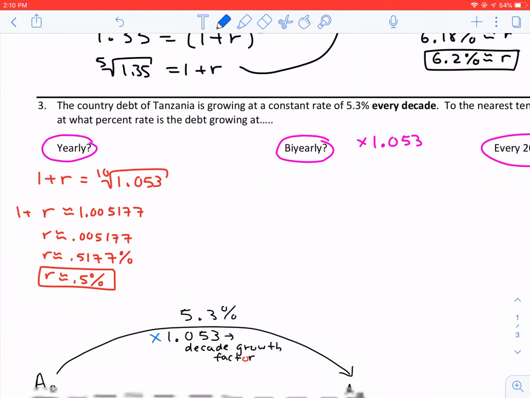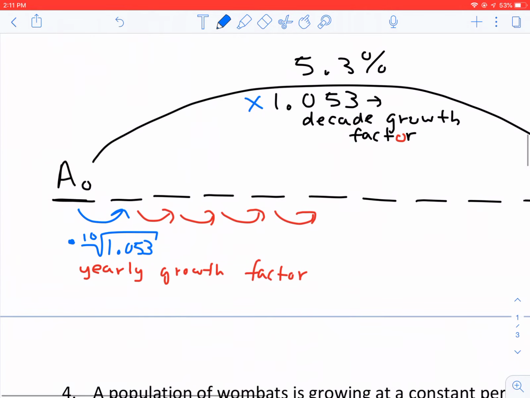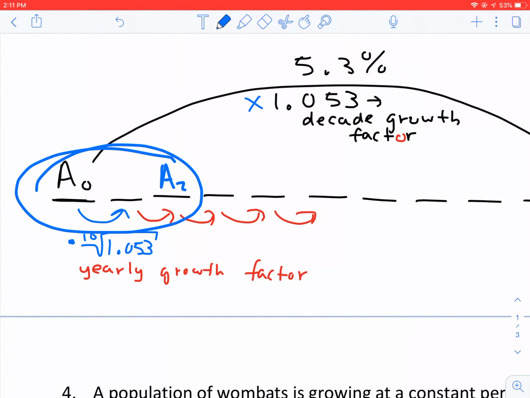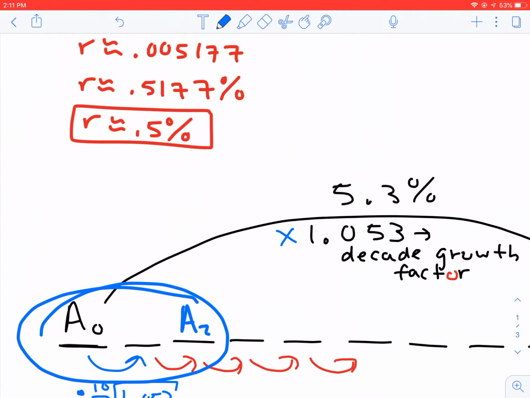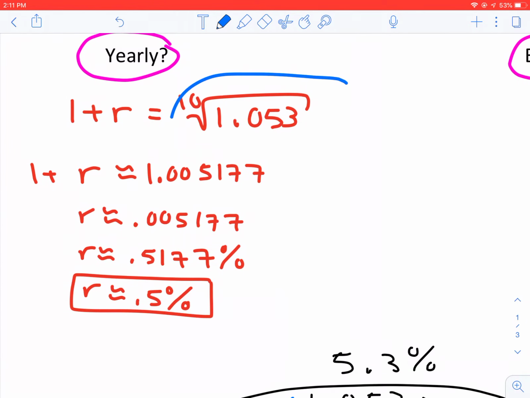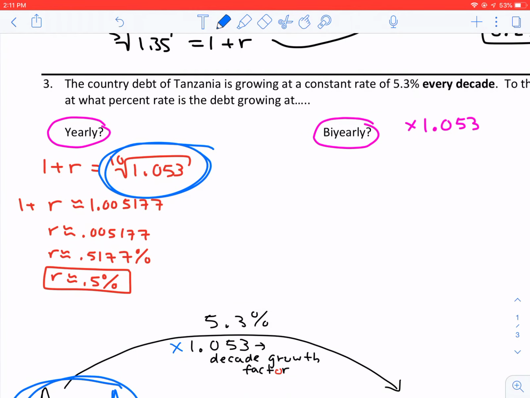So, to get the bi-yearly, what percent rate is the debt growing at every 2 years? Well, there's two ways to do this. I can take the yearly growth rate now and square it. Because if I want every 2 years, well, every 2 years, that's going to be over here after 2 years. That would be times this quantity 2 times. So I can take this quantity and square it to get the bi-yearly growth factor.